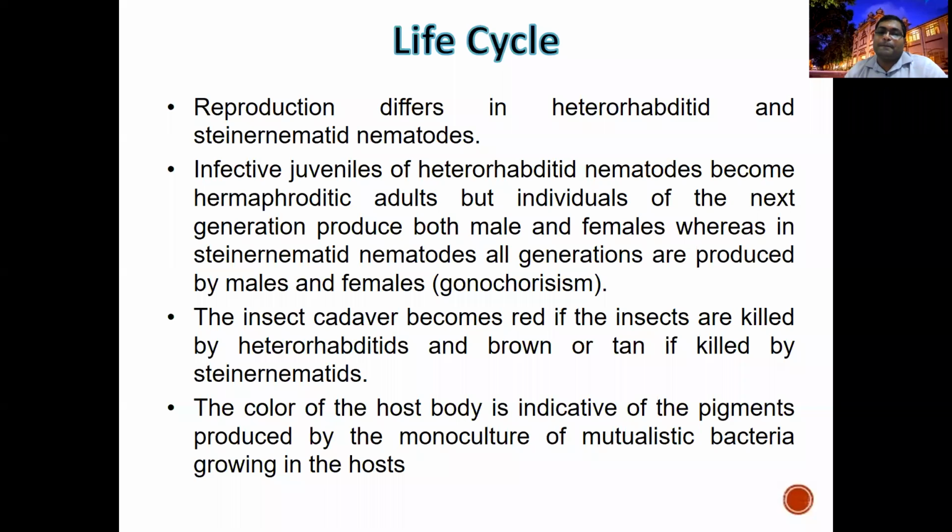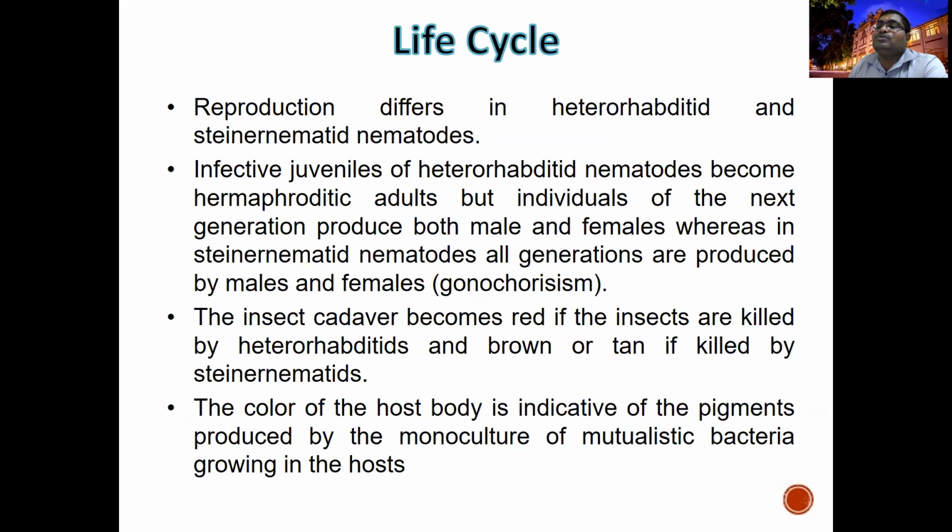Nice. So the color of the host body is indicative of the pigment produced by the monoculture bacteria growing in the host. So this color changes because of the pigment produced by the bacteria. This is an indication when you are going to culture this bacteria artificially. Nowadays technologies are available, you can culture it artificially. If you are artificially culturing, again you need a nematode, otherwise it will not go into that insect.